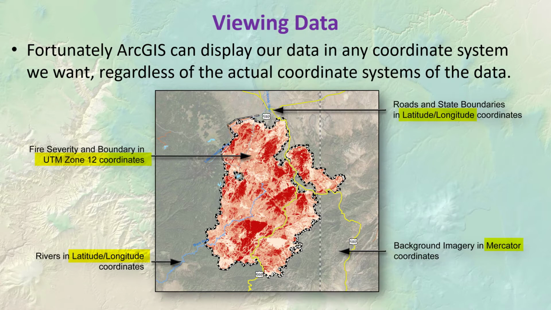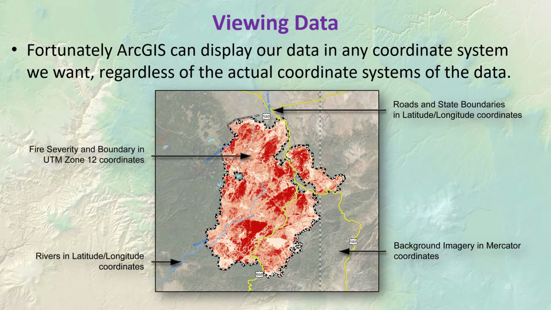Understand that the fact that these are in different coordinate systems means that if you picked those things apart and looked at the coordinates of each individual vertex, the rivers and the roads, since they're in latitude-longitude, would all have an x value of about negative 109 and a y value of around 34. The fire severity, that's in UTM zone 12, would have x values around 650,000 and y around 3.7 million. Then the Web Mercator data, that background imagery, has an x value of roughly 12 million, while its y value is around 3.7 million.